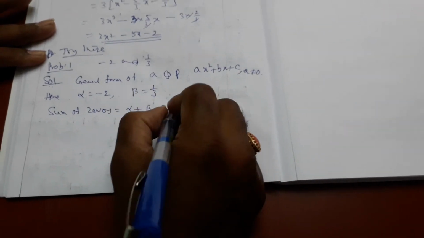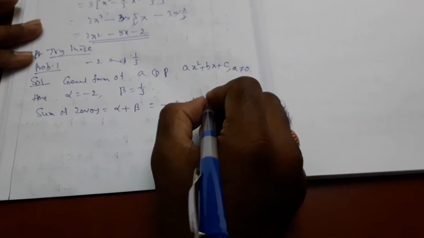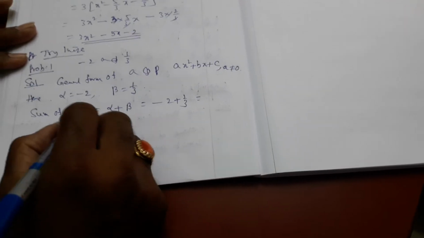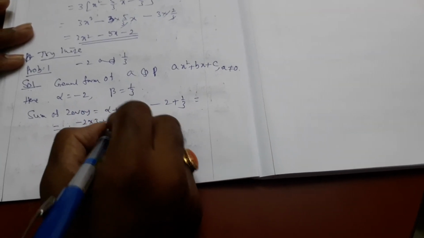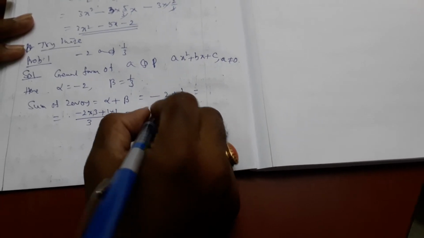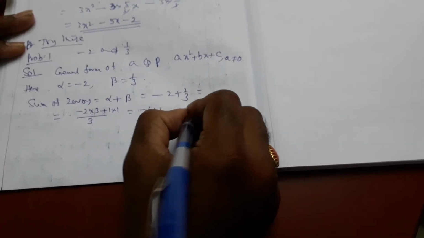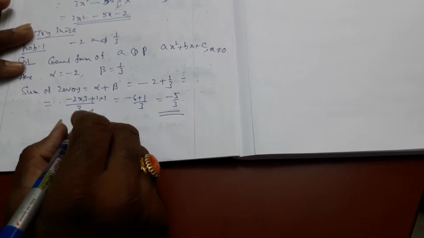Sum of zeros equals alpha plus beta, that equals minus 2 plus 1 by 3. Simplifying, as 3 is the LCM, minus 2 into 3 plus 1 into 1, that equals minus 6 plus 1 by 3, that is equal to minus 5 by 3. This is alpha plus beta, the sum of the zeros.